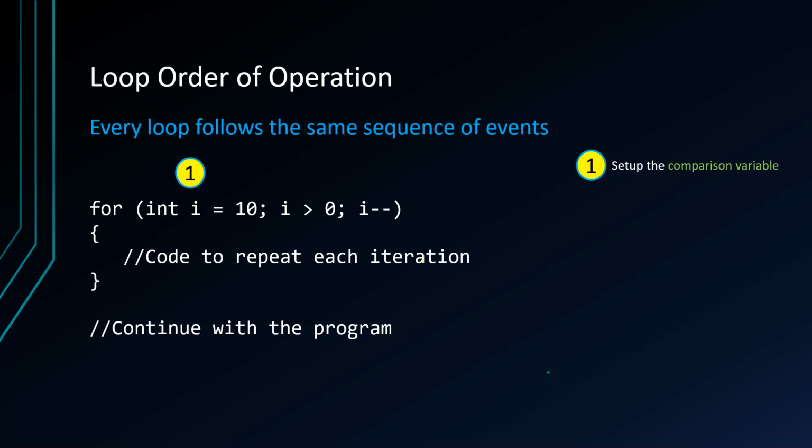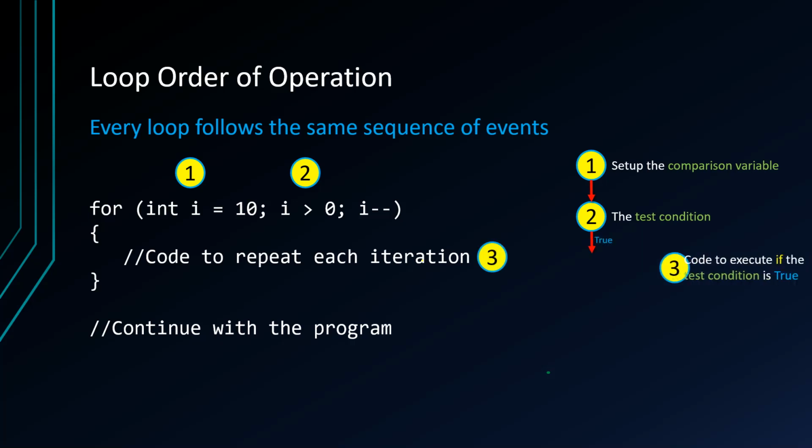Once the comparison variable has been set up and given an initial value, the next thing we need to do is test it. So this flows into the test condition. As long as i is greater than 0 in this case, which it is, since it starts out as 10, it's going to go inside and execute the code within. If the test condition is true, it's going to execute all of the code inside.